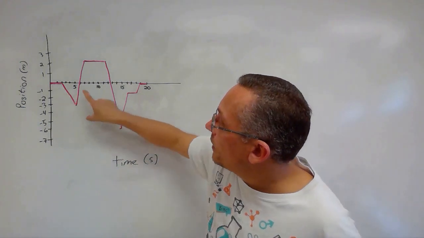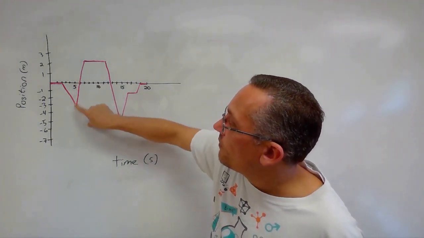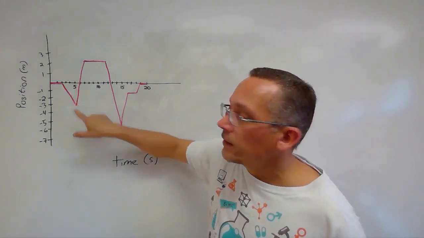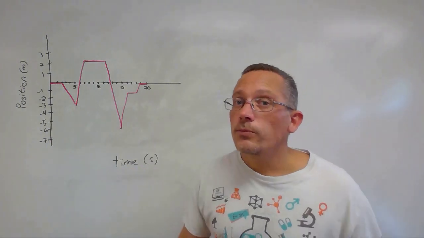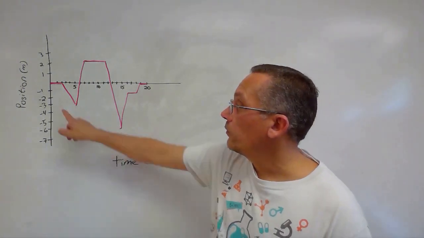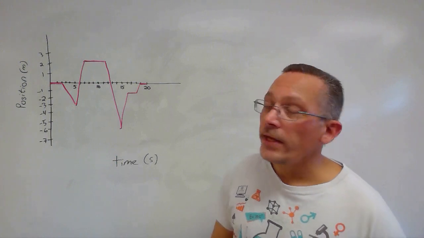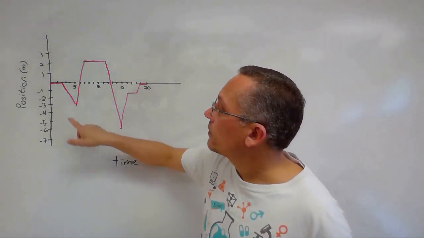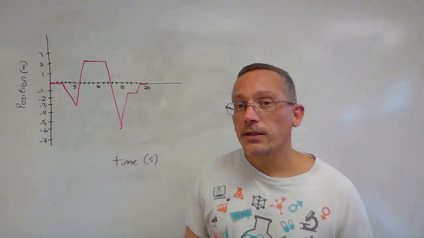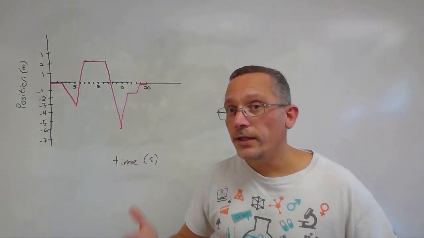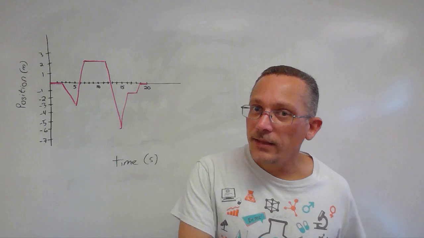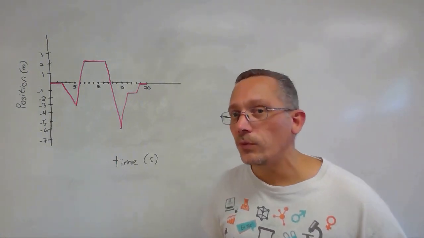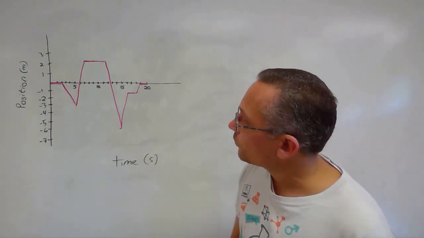And it takes, what time is it there? We said 5 seconds. So from 2 seconds to 5 seconds, it was moving in the negative direction. It moved 3 meters in the negative direction. If you want, you can find its velocity. It moved 3 meters in 3 seconds. So it was 1 meter per second in the negative direction. We might say it was negative 1 meters per second.